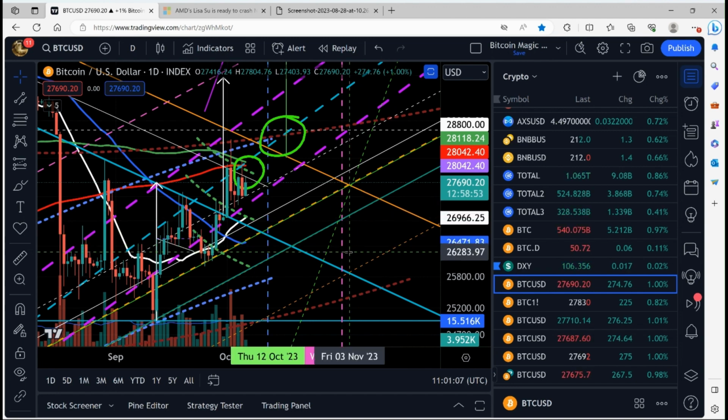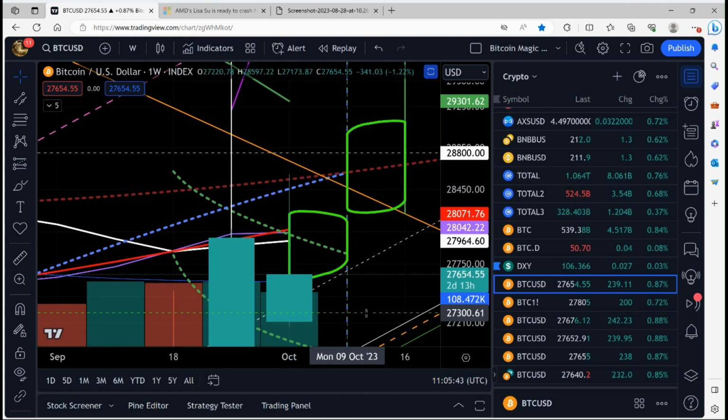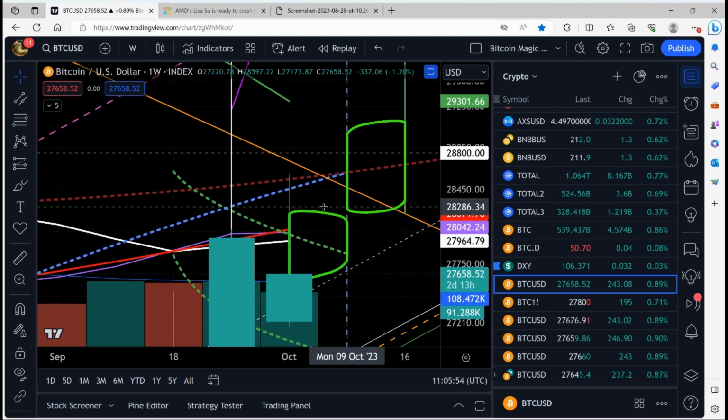And I also have the FOMC meeting marked here on November 1st by this vertical line. So that's what I was going over in the previous video. I just switched to the weekly time frame, same chart, just to show you that the 200 weekly is also right here. This is what my green circle looks like on the weekly time frame.